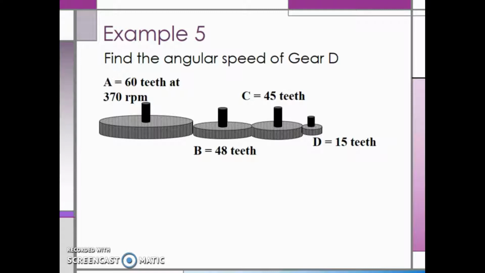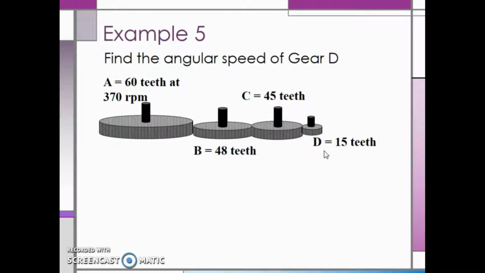In this example, we want to find the speed of gear D. We know that gear A is rotating at 370 RPM and has 60 teeth. Gear B has 48 teeth. Gear C has 45 teeth. And gear D has 15 teeth. It is helpful to first set up your equation before multiplying any numbers.